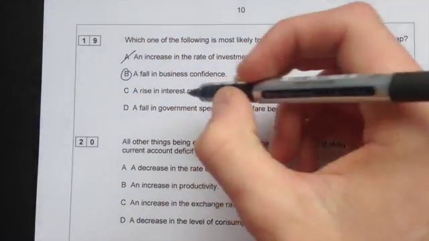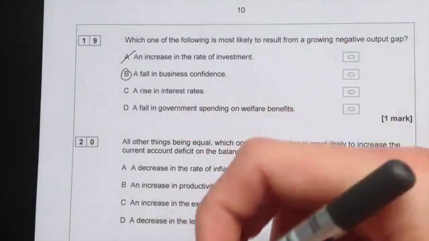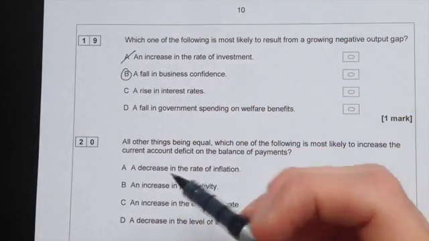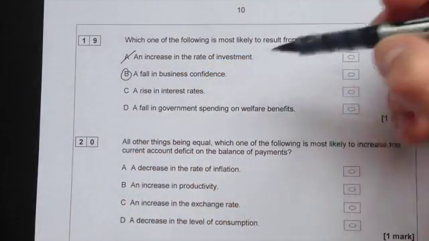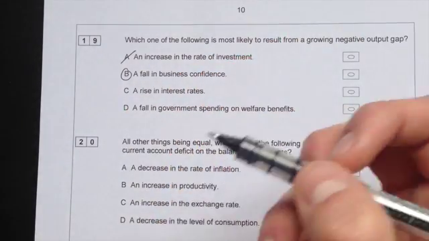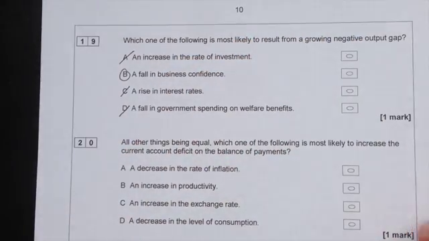A rise in interest rates, it's not asking us what the government would do. Just because there's a negative output gap, it doesn't say that the government or the Bank of England will change interest rates or do anything to that. So now we can get rid of C and D for this, because it's just asking what would result from a negative output gap, not what a government would choose to do.